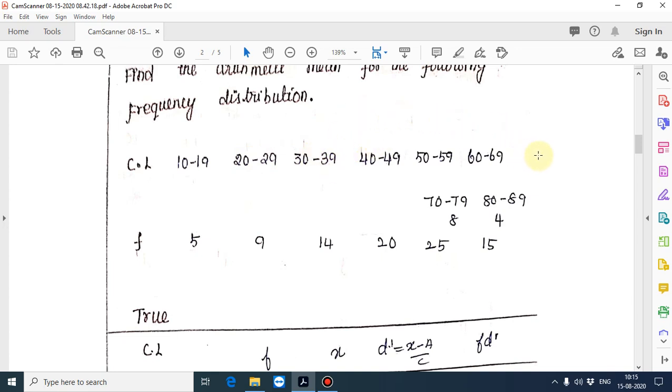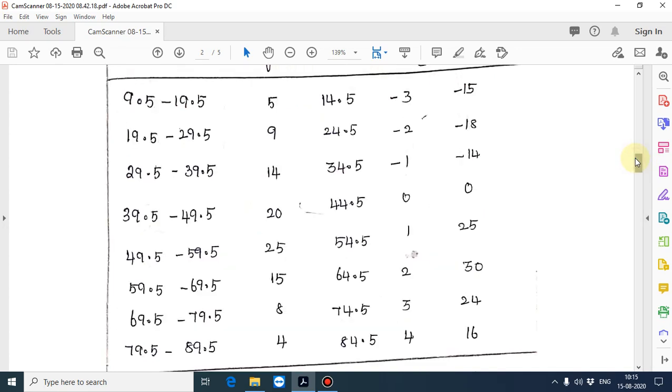You see the frequency values have been given like this. Now we'll see the tabular column. As I said, class interval 9.5 to 19.5, 19.5 to 29.5, 29.5 to 39.5. Like that, the last value you have is 80 to 89, which becomes 79.5 to 89.5. You put the frequency values also.